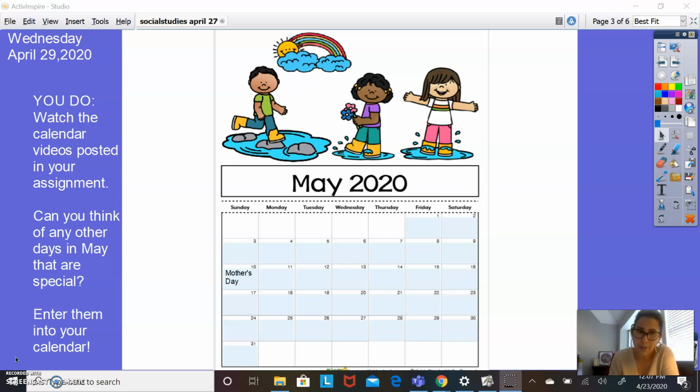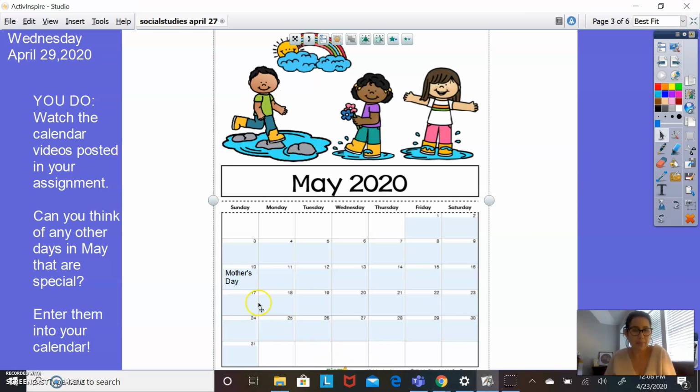When we last spoke, we read a book about measuring time with a calendar, and your assignment was to go into your own calendar in your Google Classroom assignment and start adding some special and important dates. We added Mother's Day together when we were together on Monday.